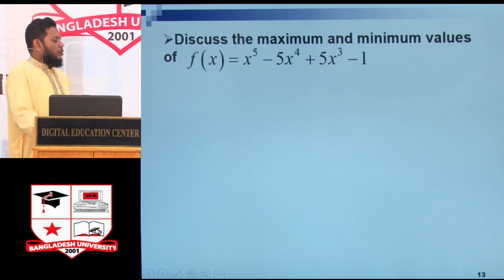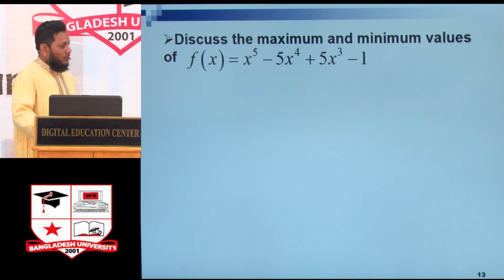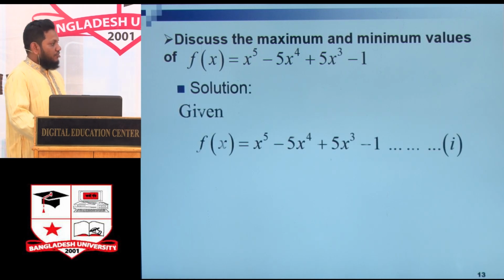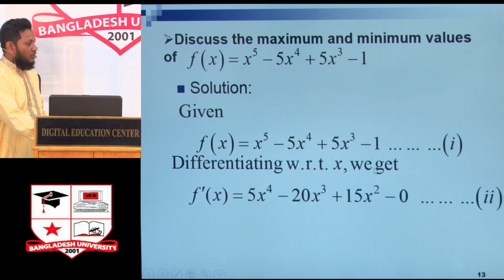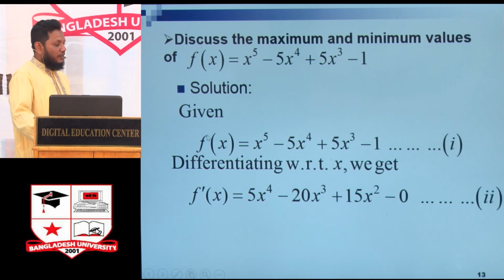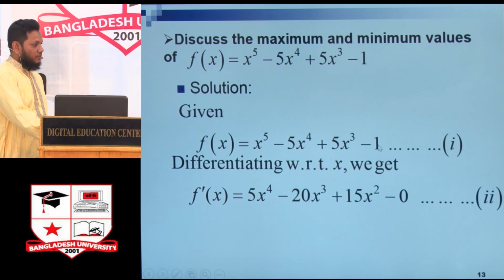Now, we consider a function here. f of x equals x to the power 5 minus 5 times x to the power 4 plus 5x cubed minus 1. So for the solution, at first, we consider this one as equation number 1. Then we differentiate this with respect to x, and we get f prime x. This will be 5x to the power 4 minus 20x cubed plus 15x squared minus 1. This one is a constant, and the derivative of a constant will be 0.